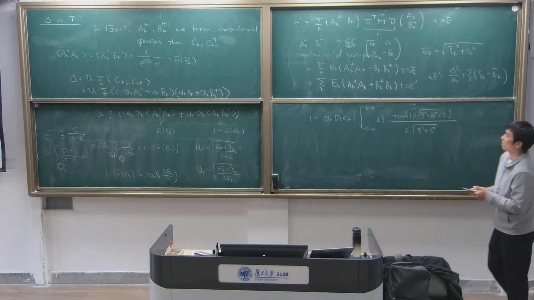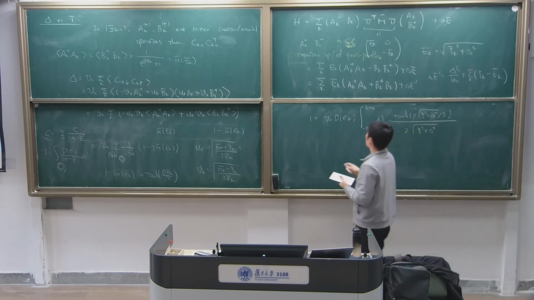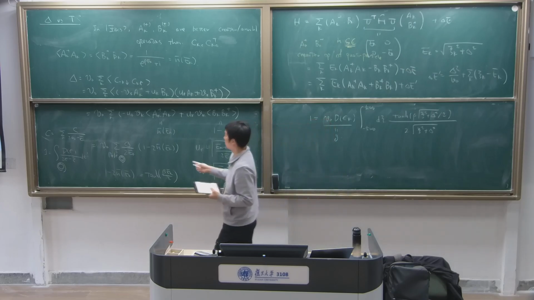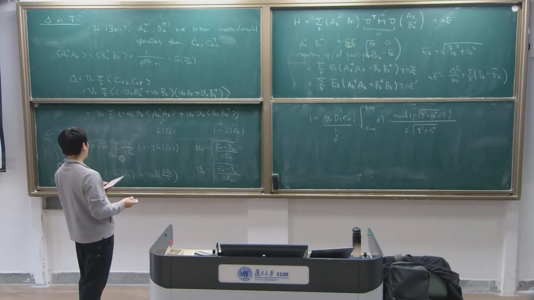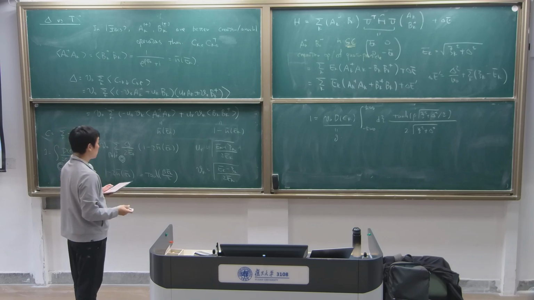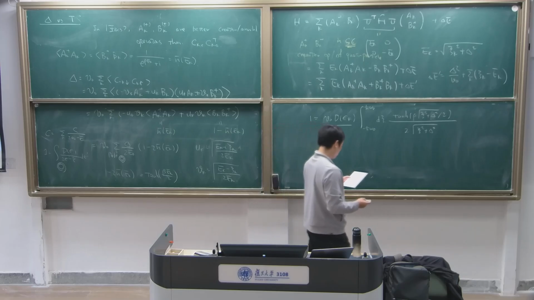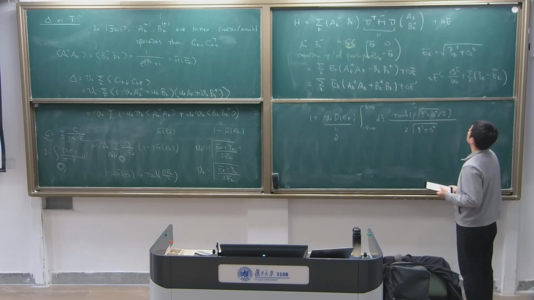Like this. And then I call this one equal to G. I call this one equal to G. So this equation is... yeah, so that's crazy. So I use this relation.